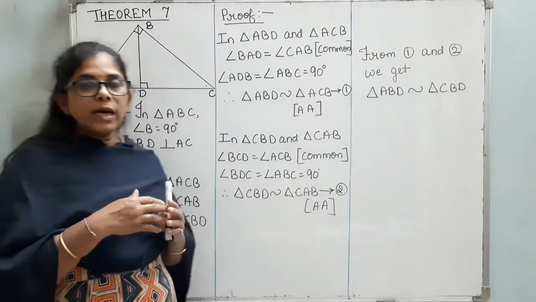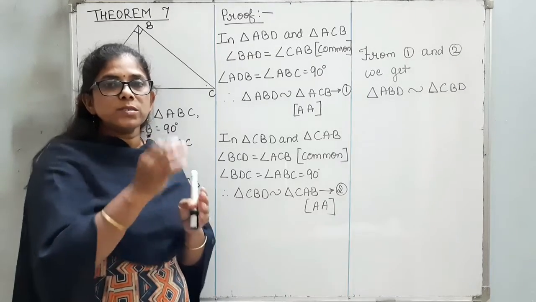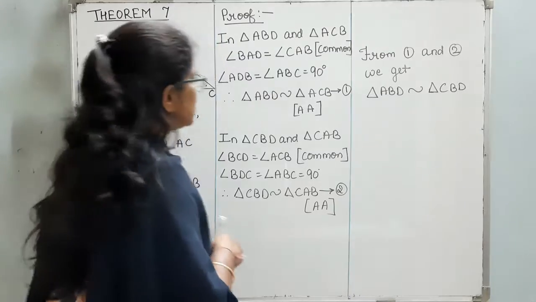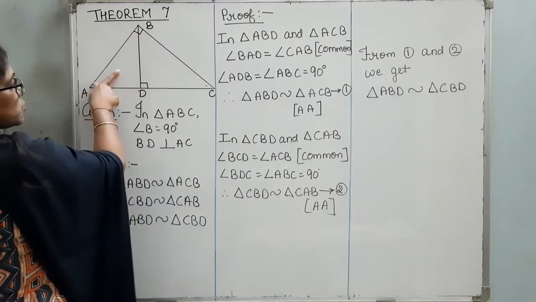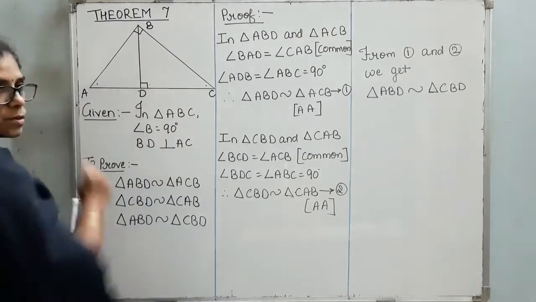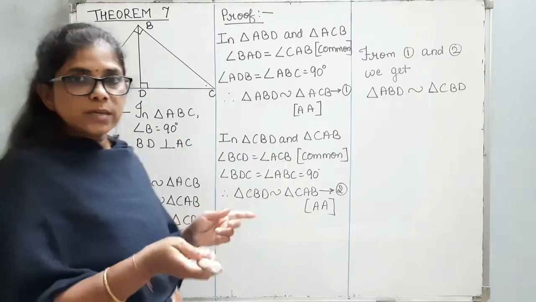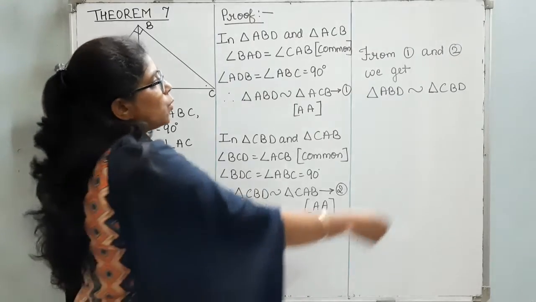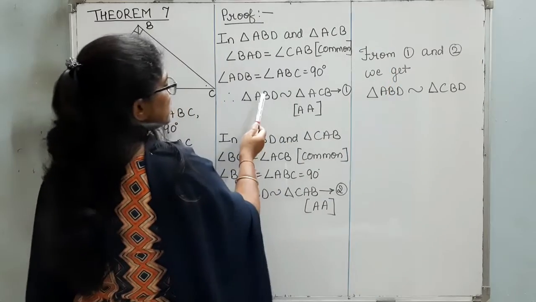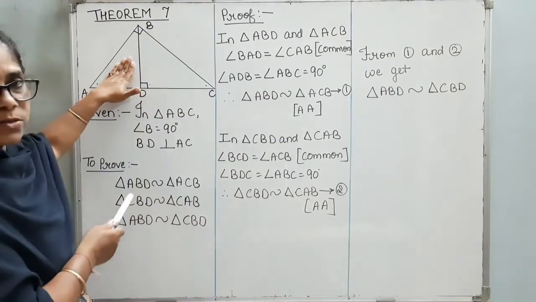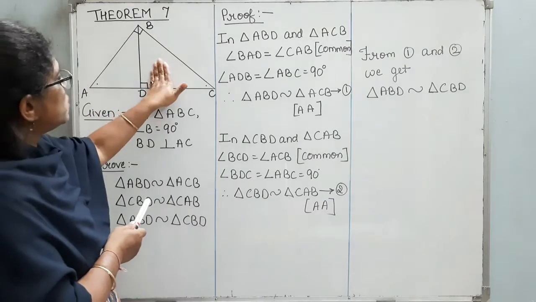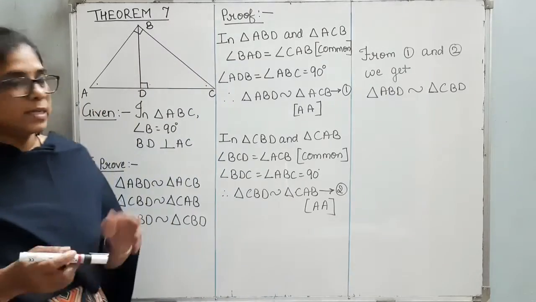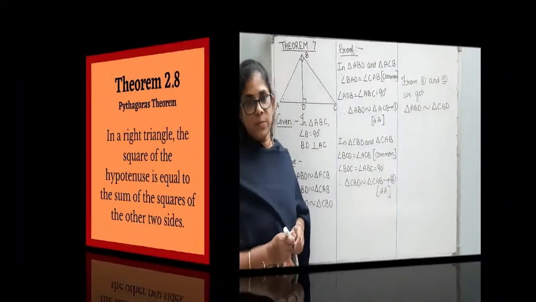Now we know the axiom: things which are equal to the same thing are equal to one another. Same rule we can apply here. So this bigger triangle is similar to this, even this bigger triangle is similar to this. So these two triangles are similar to each other. So from 1 and 2, we can conclude that triangle ABD is similar to triangle CBD. So this is what was asked to prove here.